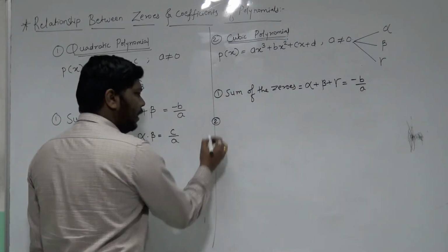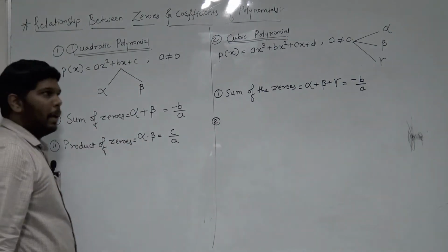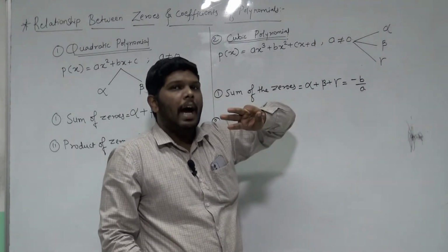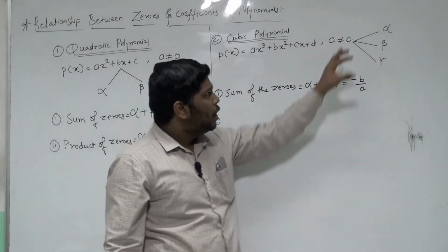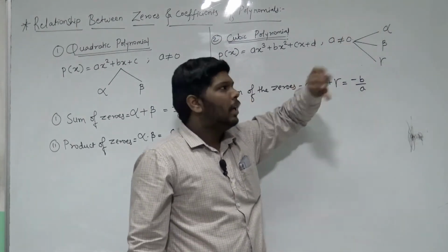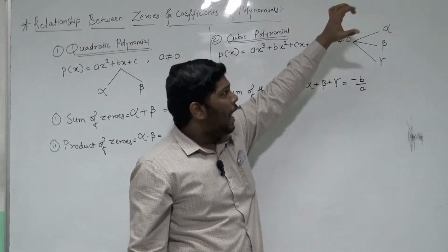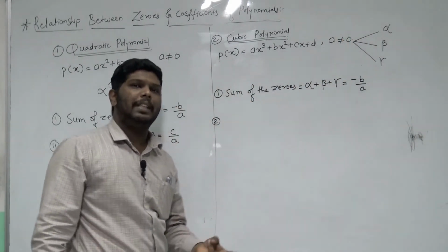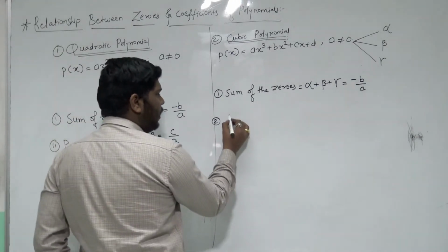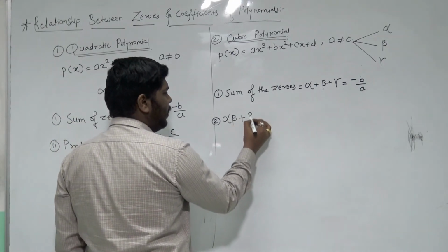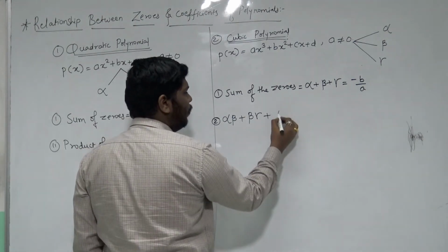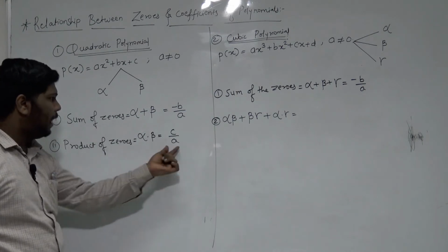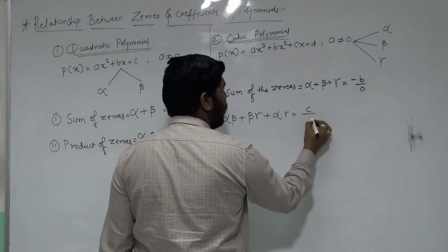Now the second formula. Here we have written product of zeros, but here we have three zeros, so if I want to take the product of any two zeros, I can make three different combinations, yes or no? One combination can be alpha into beta, second can be beta into gamma, and the third can be alpha into gamma. So these three products we are going to add, right? So alpha into beta plus beta into gamma plus alpha into gamma. Once again the formula remains the same. Here it was c by a, so here also it will be c upon a.